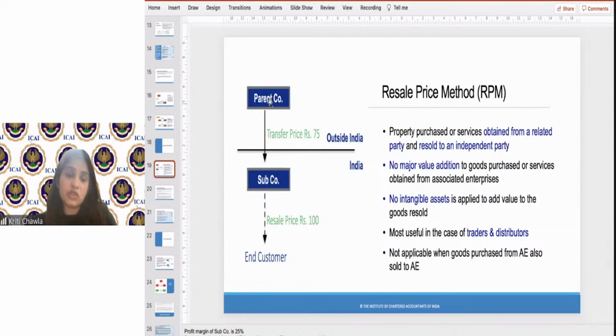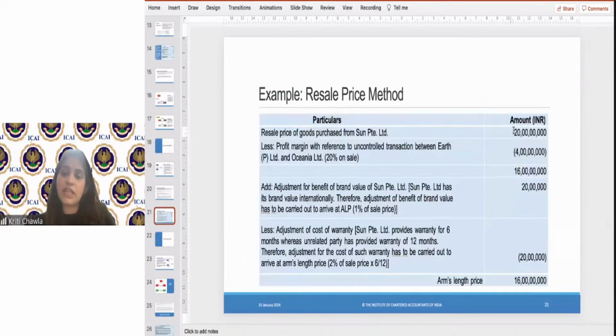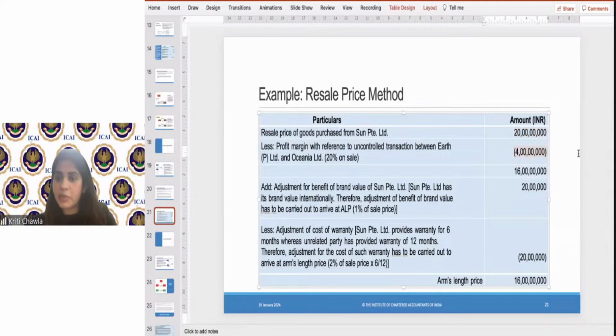And this is what we're trying to do. The resale price minus the correct ALP profit margin will give you this, and make all the adjustments that are provided in the question. You will get the answer, which is what is the arm's length price.